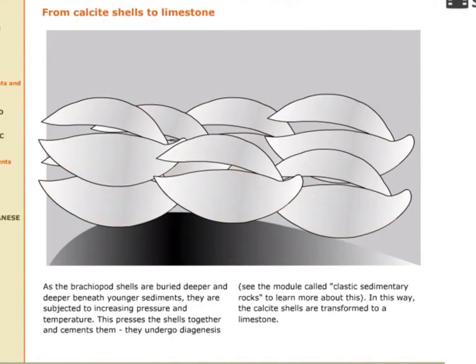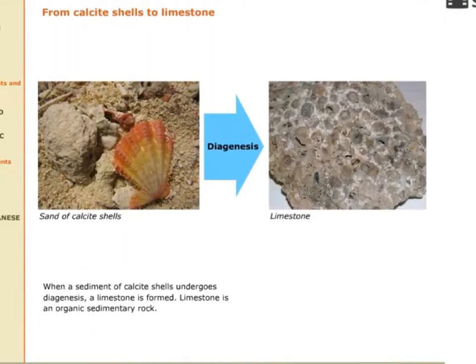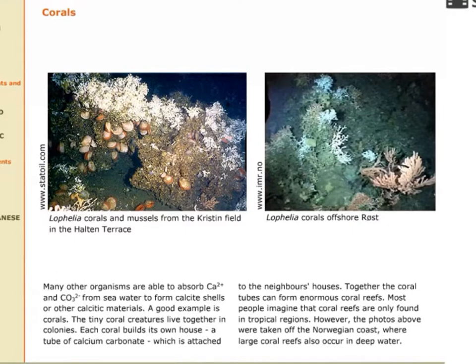So now these brachiopods are getting buried deeper and deeper beneath these younger sediments, these younger brachiopod shells made of calcite. So here's what happens. We took the sand of calcite shells and it creates limestone. So if you look closely, we can actually see the small shells. All right. Coral reefs are very similar.